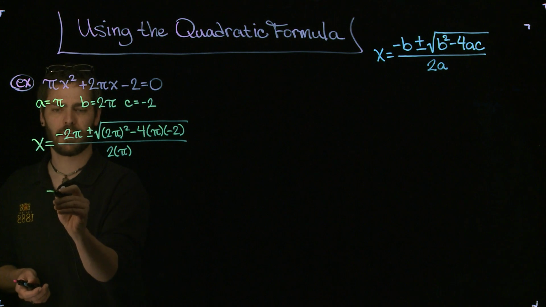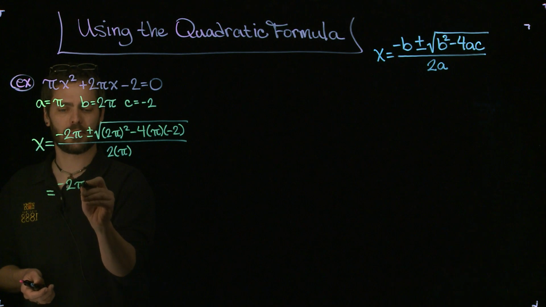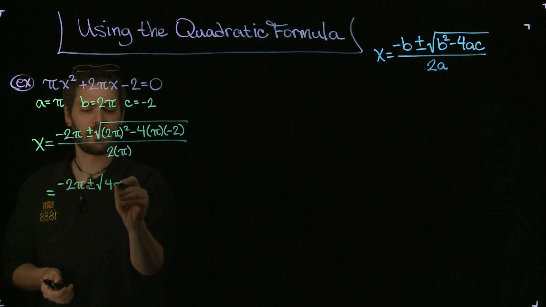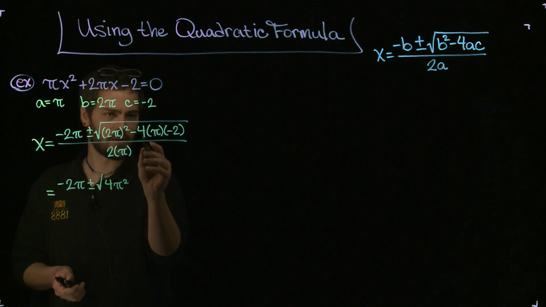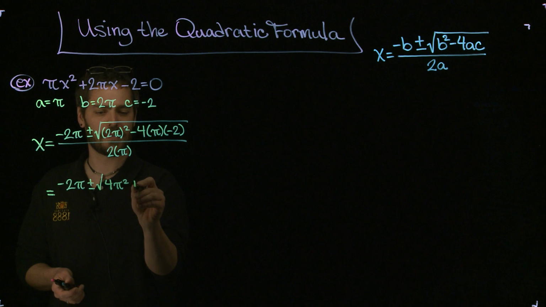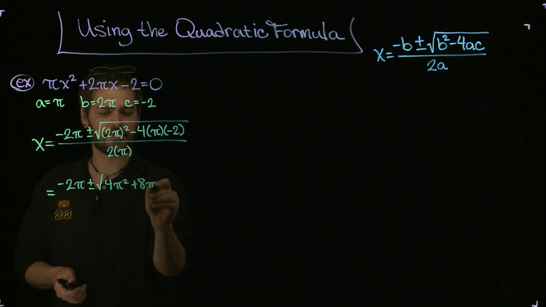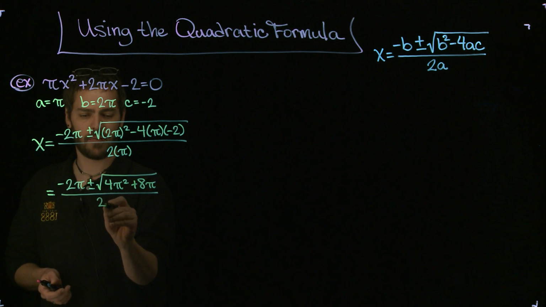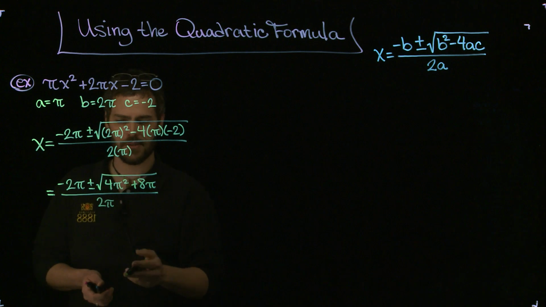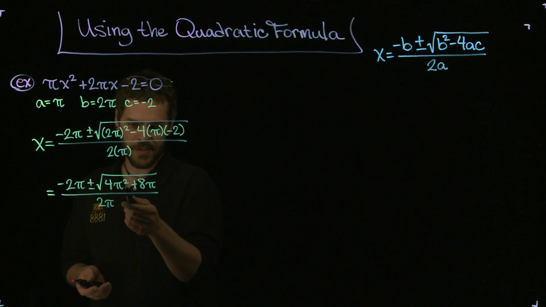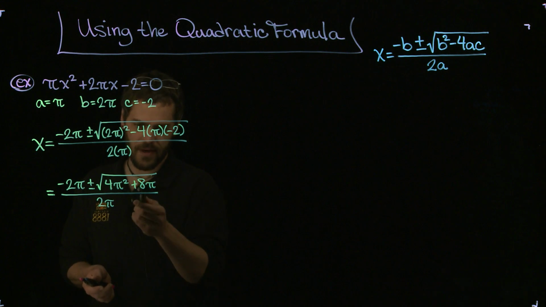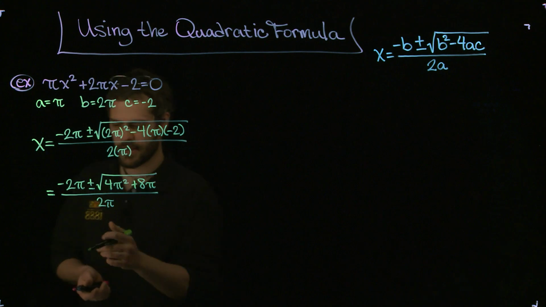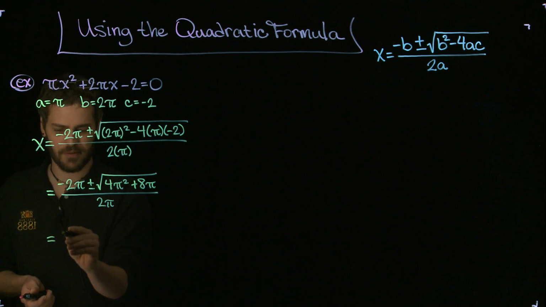So let me continue. I've got -2 pi plus or minus the root of 4 pi squared minus 4 times pi times -2 gives me overall a positive 8 pi. And all of this over 2 pi. Now notice something interesting under the root, the 4 pi squared plus 8 pi. Notice that I could factor out a 4 from those two terms, and a 4 is a perfect square. So this is going to be kind of nice. Let me do that, at least as far as simplifying goes.